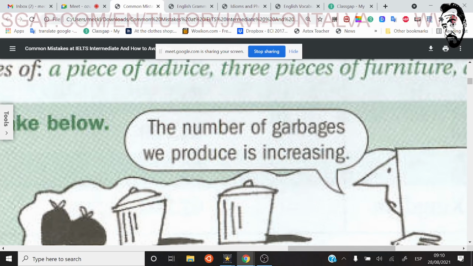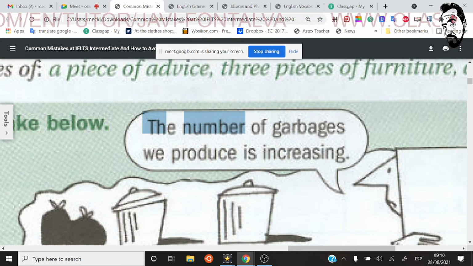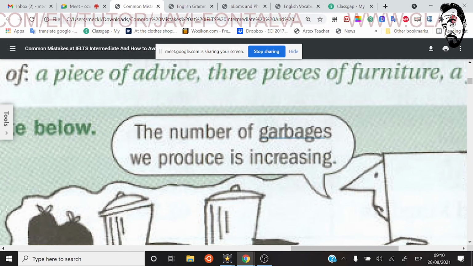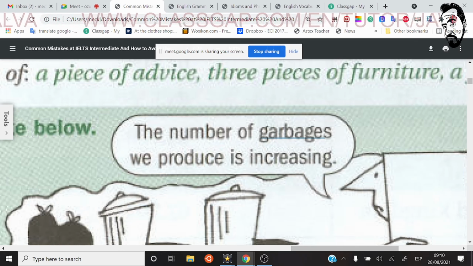Okay, question for you. Is this okay or not okay? Is this right or wrong? This sentence here. Garbage? What's garbage? Basura. Can I say the number of garbages we produce is increasing? Is this alright?